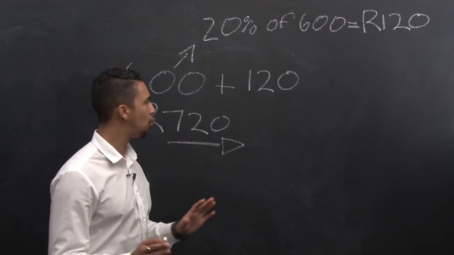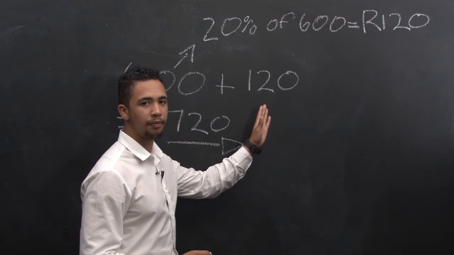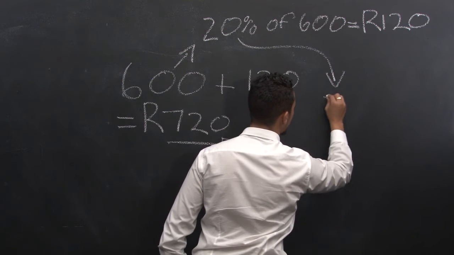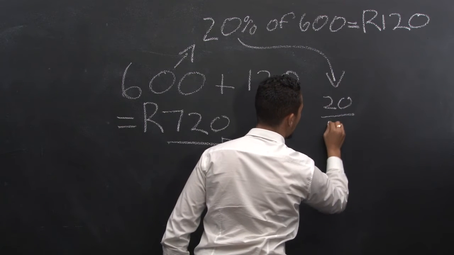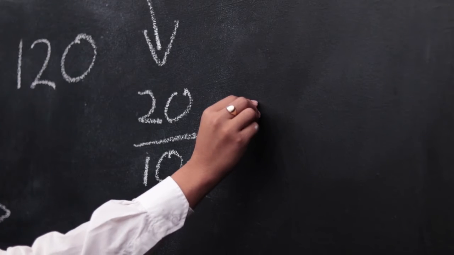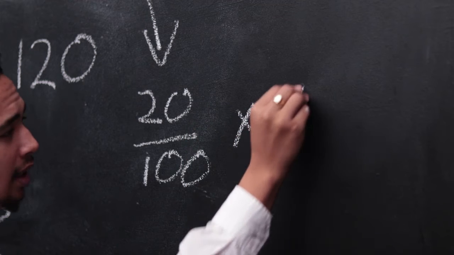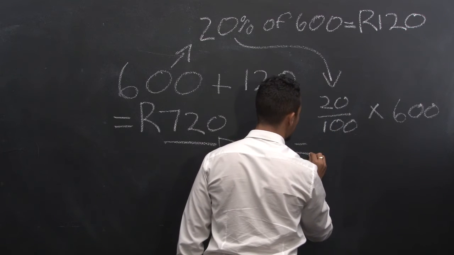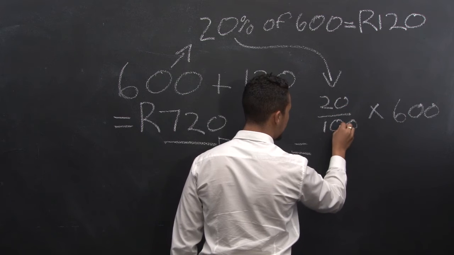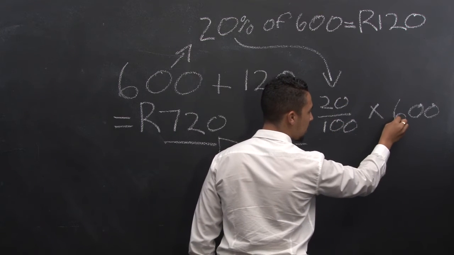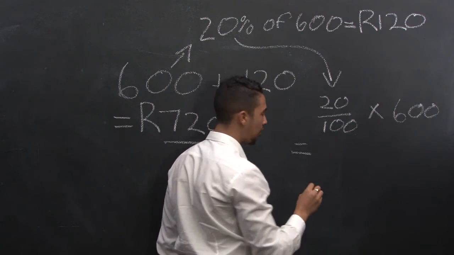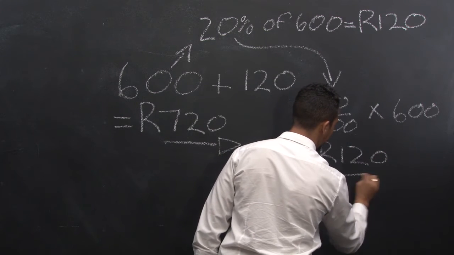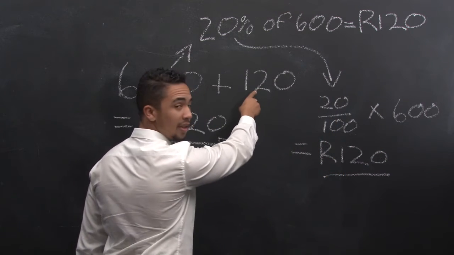So how did I get to 120 Rand? 20% is equal to 20 over 100 multiplied by 600. Put 20 divided by 100 times 600 into your calculator and it will give you 120. And that is how we got to this.